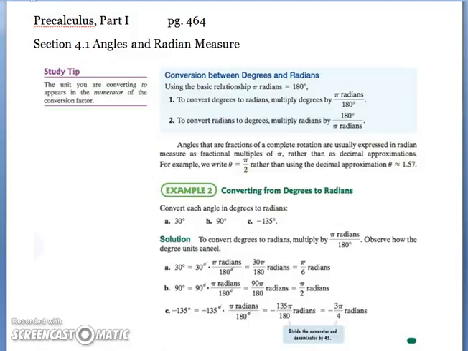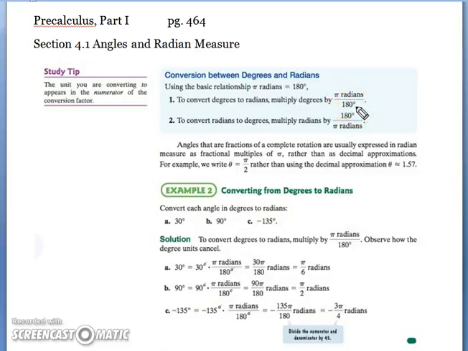Okay, this is section 4.1, Angles and Radian Measure for Precalculus Part I. This is example 2, converting from degrees to radians on page 464. Pretty simple. To get from degrees to radians, you multiply by pi over 180.